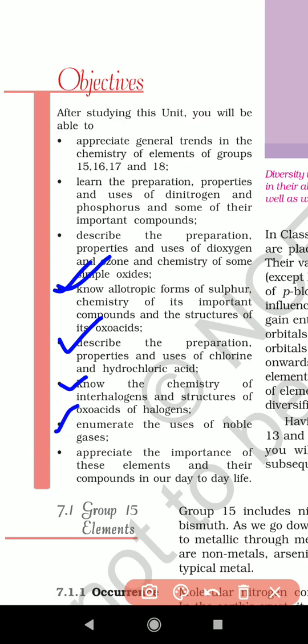And next one is to enumerate the uses of noble gases. What general uses the noble gases exhibit, all the noble gas element uses we are going to study. Appreciate the importance of these elements and their compounds in our day-to-day life. What uses do groups 15 to 18 elements exhibit? Important uses of these elements and compounds in everyday life we are going to study.